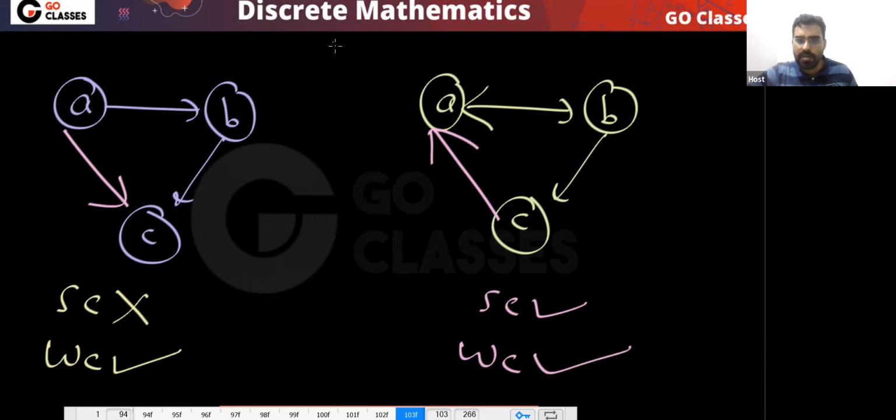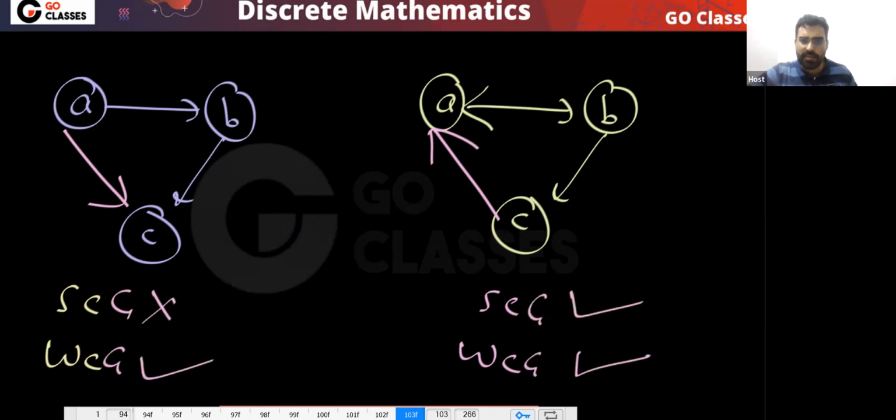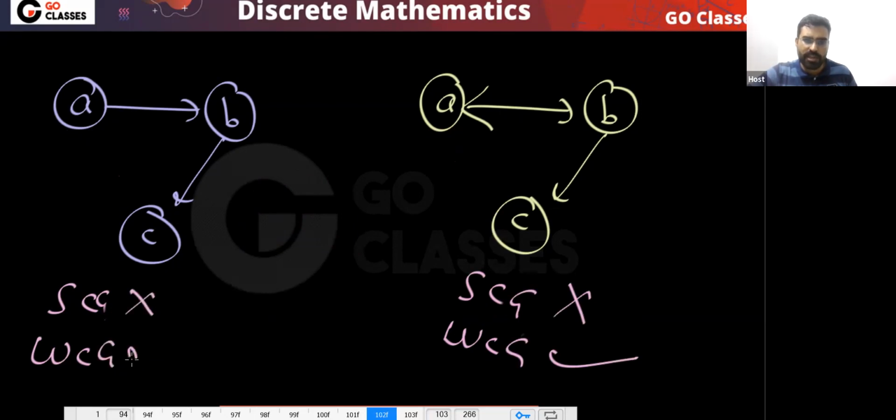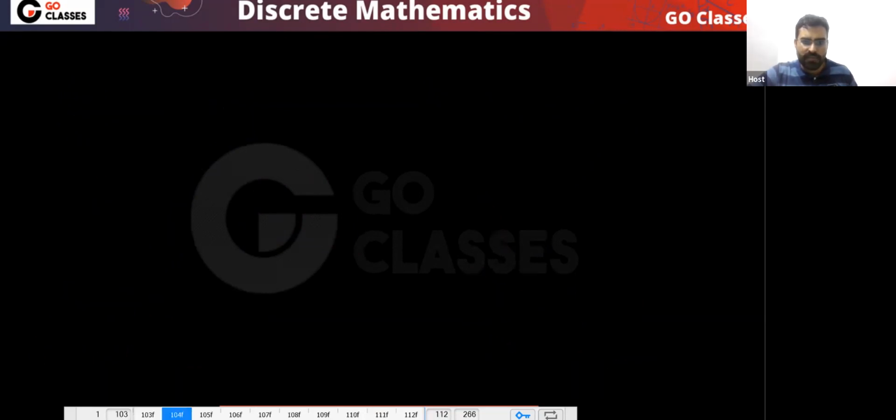Sandeep, don't write SCC. SCC means strongly connected component. Write SC for strongly connected graph. Or let me write it like this: strongly connected graph, no; weakly connected graph, yes. Strongly connected graph, yes; weakly connected graph, yes. Just write G here. Strongly connected graph, no; weakly connected graph, yes.